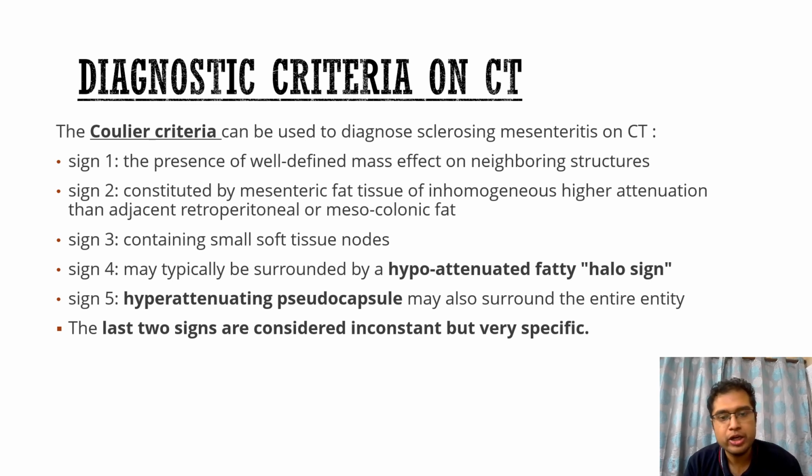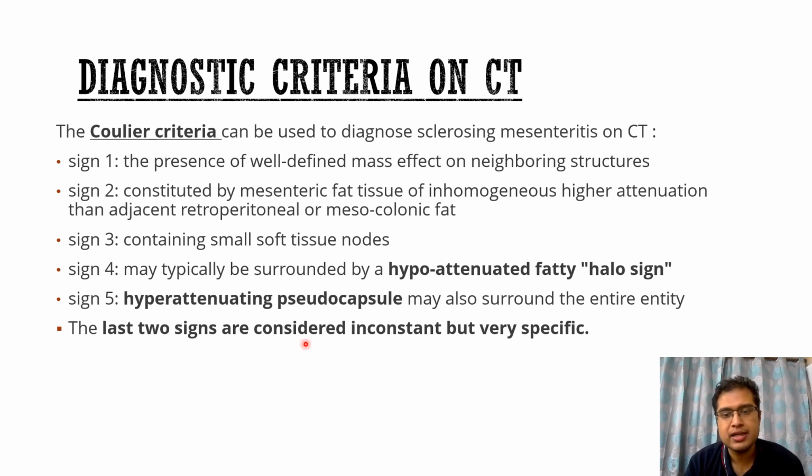Sign 5 is hyperattenuating pseudocapsule, which may surround the entire entity. So as we saw, the entire entity was very well confined. It's actually a pseudocapsule. It's not actually a true capsule. It's a capsule of fibrous tissue which surrounds the entire entity. It was not very well appreciated in these images.